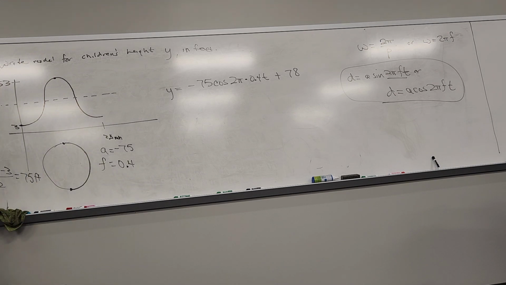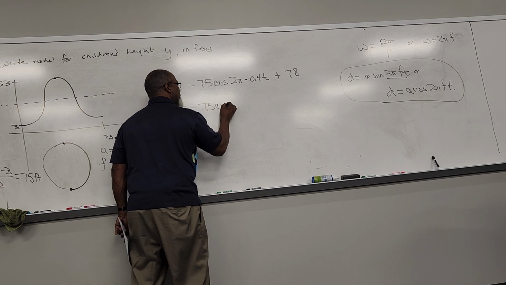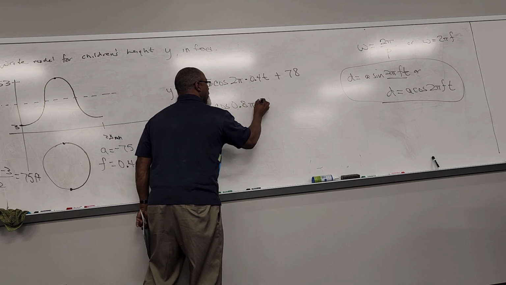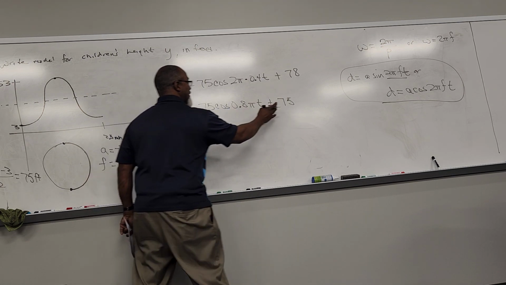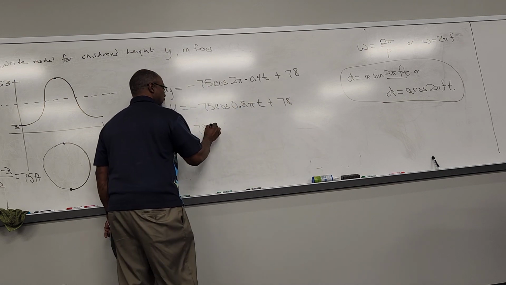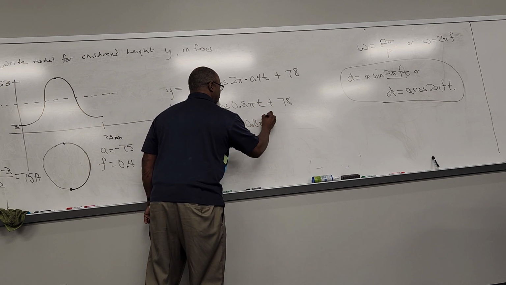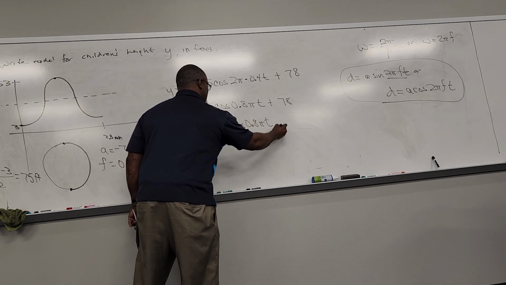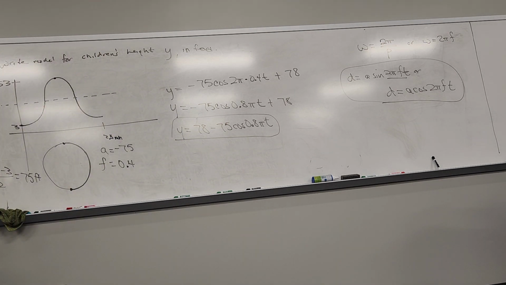And let's see if this makes sense. And we can simplify this a little bit. If you wanted to, you could write it like this, 78, not 58. 78 minus 75 cosine 0.8 pi t. I claim that's the model. Let's see if it makes sense. At time 0, y should be 3. You're right here. At time 0, before the ride starts, y should be 3.